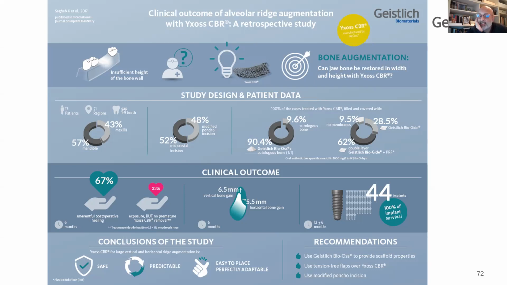The vertical bone gain was 6.5 millimeters, which is quite significant, and 5.5 horizontal, which I think is within the norm. I think most people can achieve that at 6 months. And they found that of the 44 implants they placed, there was 100% implant survival. Obviously, that's not long term.